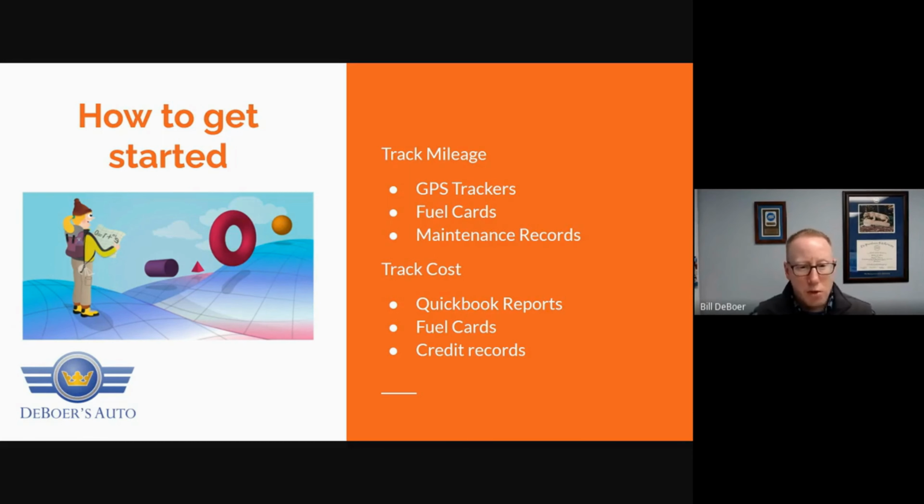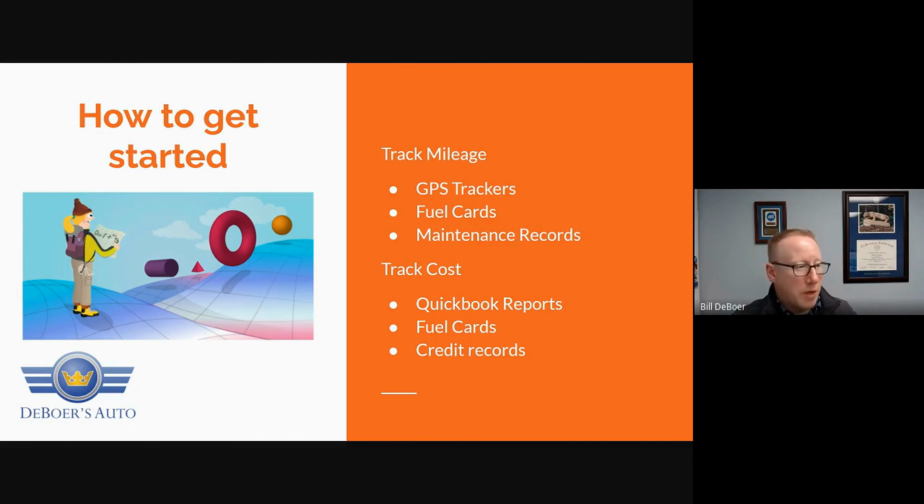Once you have the mileage, you're going to go ahead and calculate the cost for operating that vehicle. So if we're going to look at a year, you're going to go into QuickBooks and run a report on your maintenance costs for that year and pull it out, and then divide that by the mileage to get your cost per mile.